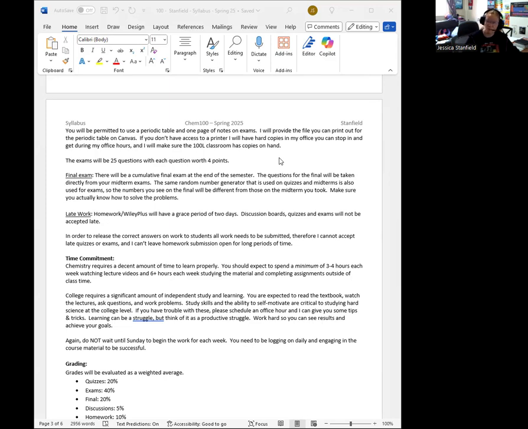And then I allow you to use one-sided page of notes on exams. So if there's formulas you want to write down or things like that, you can on your page of notes. At the end of the exam, I have the testing center collect all of your scratch paper, your periodic table, and your page of notes before you're allowed to leave the room. Okay.